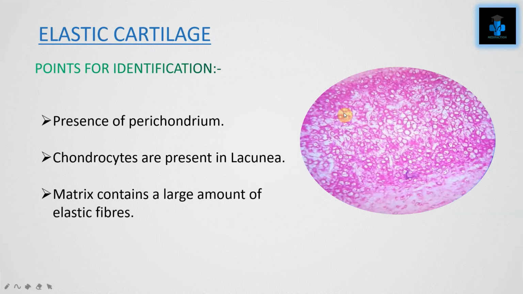Elastic cartilage. In case of elastic cartilage, there will be presence of perichondrium and also the chondrocytes are present in lacunae. The matrix contains a large amount of elastic fibers as well. The external ear is an example of elastic cartilage.